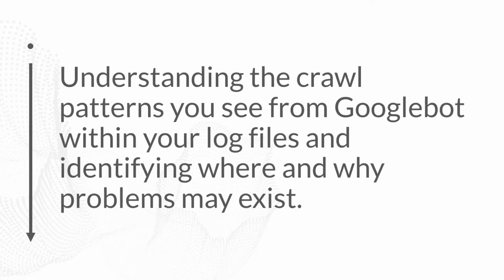You also want to understand and look at the crawl patterns you see from Googlebot within your log files and identify where and why problems may exist. Maybe you look at your log files and you see that Google is hitting a lot of low quality, thin content on your website, and they're ignoring a bunch of good, high quality content as a result. Well, why is that? What's gone on to cause bots to get distracted by all this low quality content? Yes, part of it is that low quality content exists, but what is it about the links pointing to that low quality content that's drawing bots there and not drawing bots over to your good, high quality content?